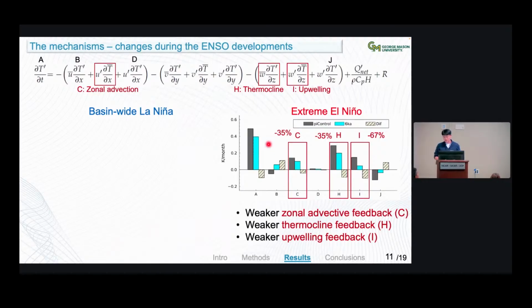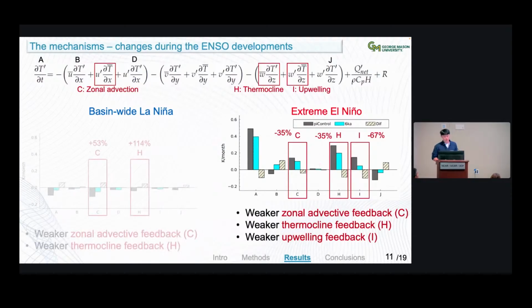This makes sense because the main region of extreme El Nino is eastern Pacific, so the thermocline is relatively shallow, so there's big impact from these 2 vertical feedbacks. There is still some impact from zonal advective feedback. And if we compare PI control and 6K, we can see the reduction of temperature tendency. Again, that can be largely explained by these two vertical feedbacks.